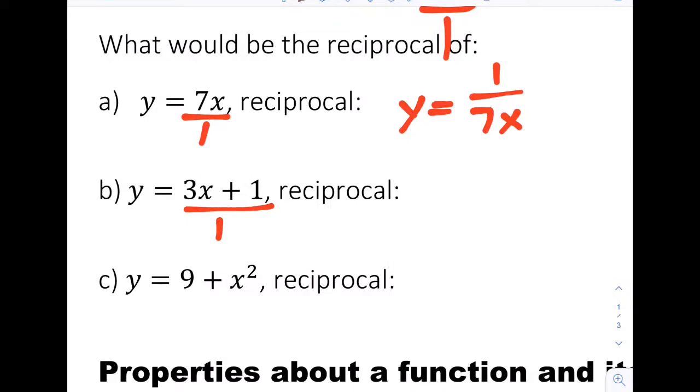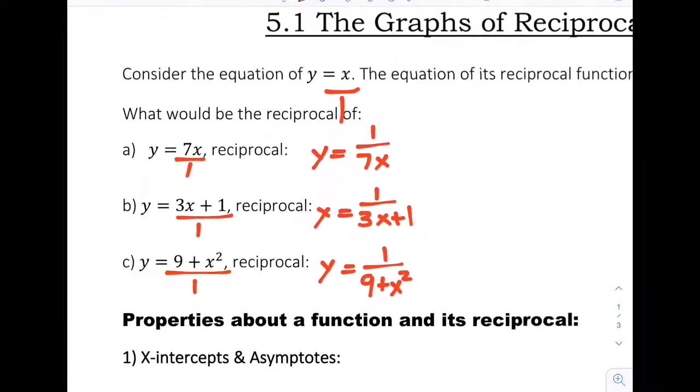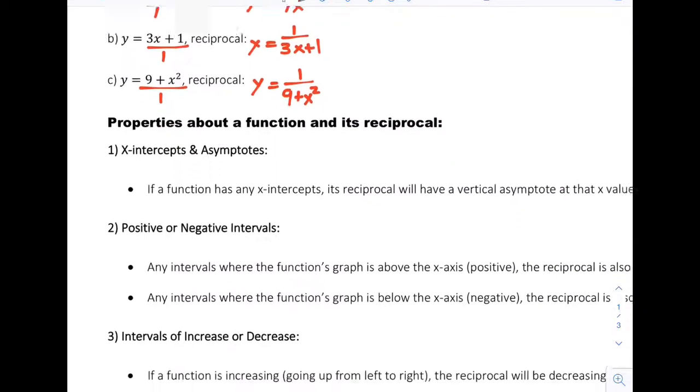y is equal to 3x plus 1. Its reciprocal would be y is equal to 1 over 3x plus 1. And last one, y is equal to 9 plus x squared. Its reciprocal will be 1 over 9 plus x squared. And we're going to look at these functions and what characteristics they would have in common, or how they're related to each other in terms of their graphs. And that's what's written down below.